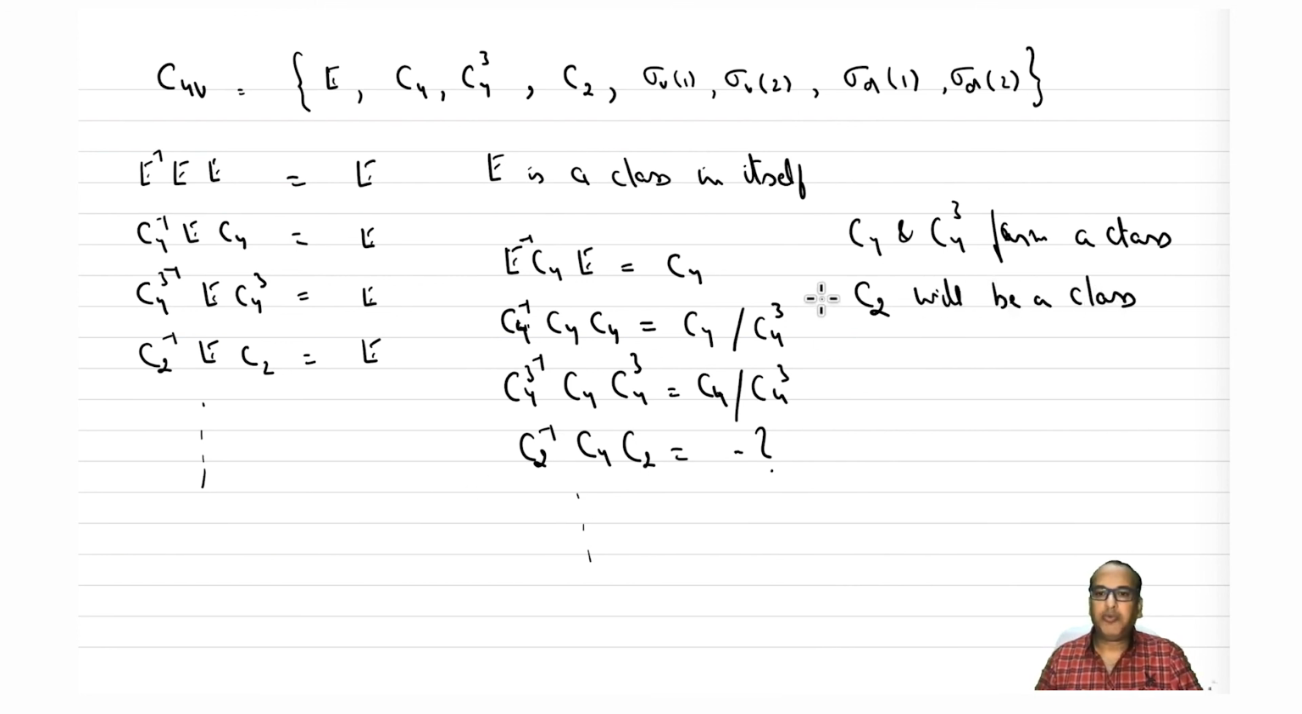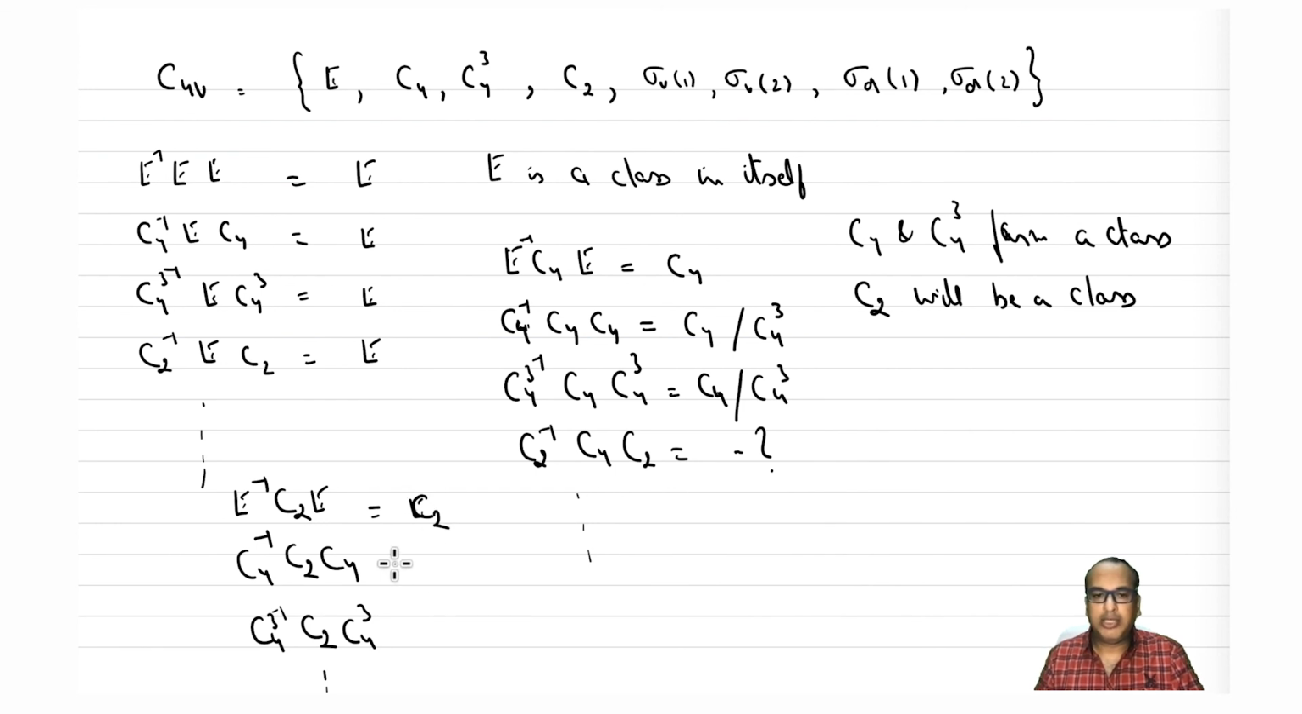So again, try to identify whether C2 will be a class in itself, just like we did for E or C4. Again, do it for C2. What I mean is, you have to do all the operations to identify what the conjugates of C2 are. C4 cube inverse, C2, C4 cube and so on. So calculate, and every time you will get C2 as an answer. There is no other element which you will get, right?